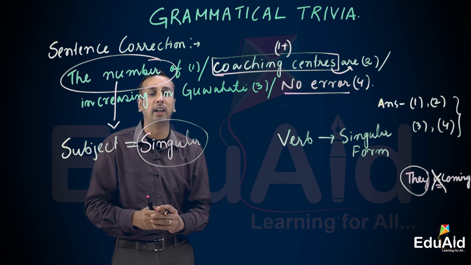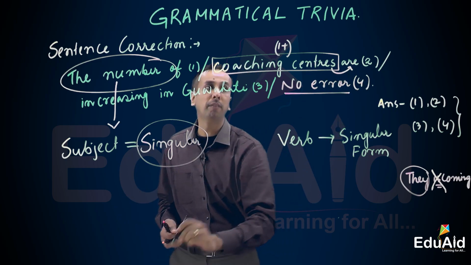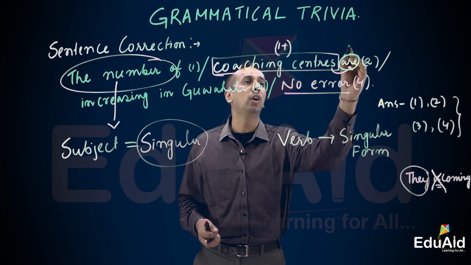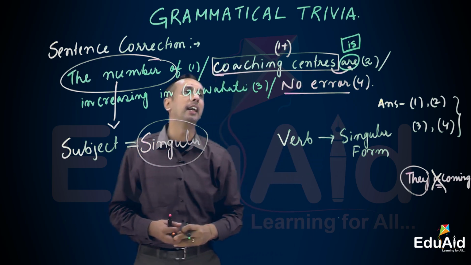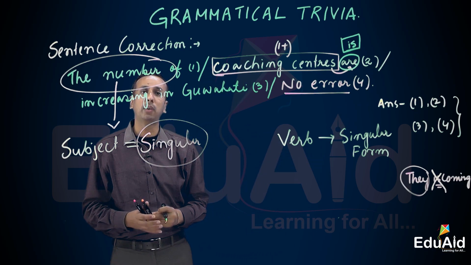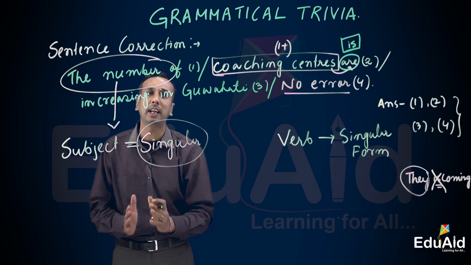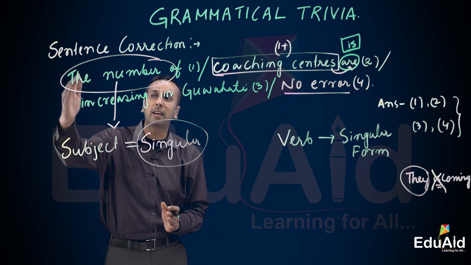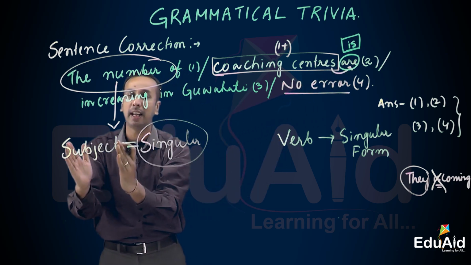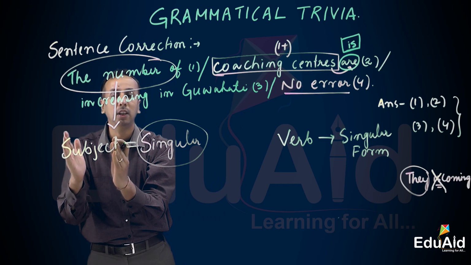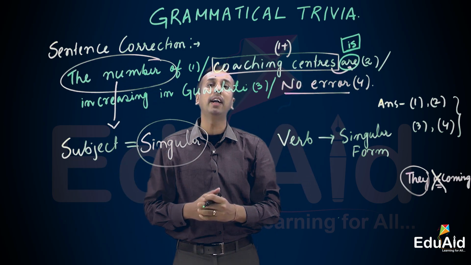The number of denotes a singular subject, hence it has to be followed by a singular verb. Here it is are, so it has to be corrected as is. You may be confused, so let me look at it once more. Coaching centers is not our subject. The subject of the sentence is not coaching centers, the subject of the sentence is number. Hence the verb in the sentence will agree with the subject of that very sentence, which is singular, so it has to be followed by a singular verb.